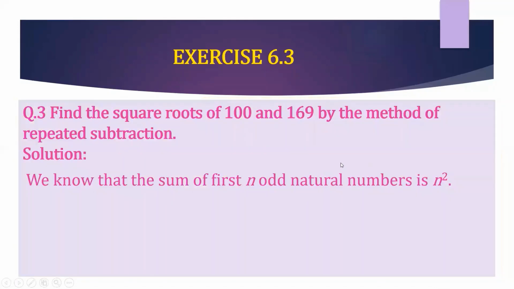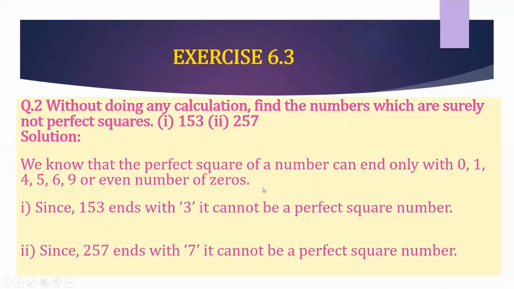And when there is 0, the number of zeros should be even. Here we have 3, so obviously 153 is not a perfect square number. Same for 257, we have 7 on the unit place. So obviously 257 is also not a perfect square number.